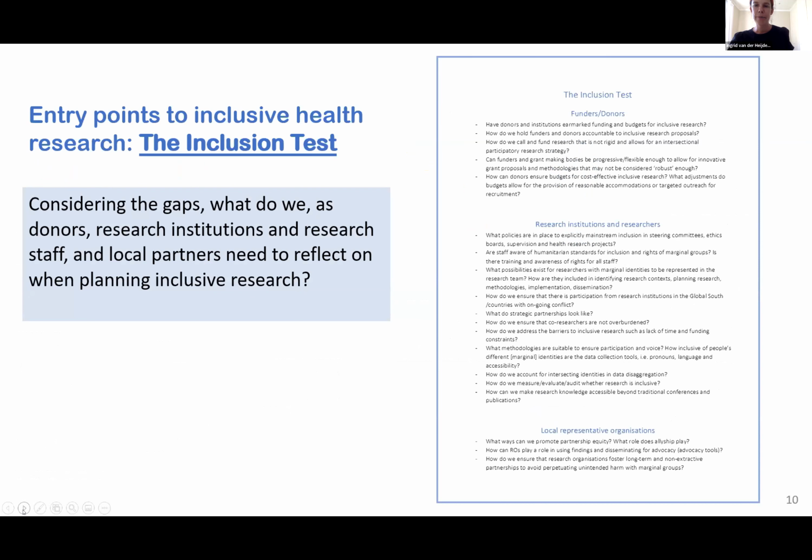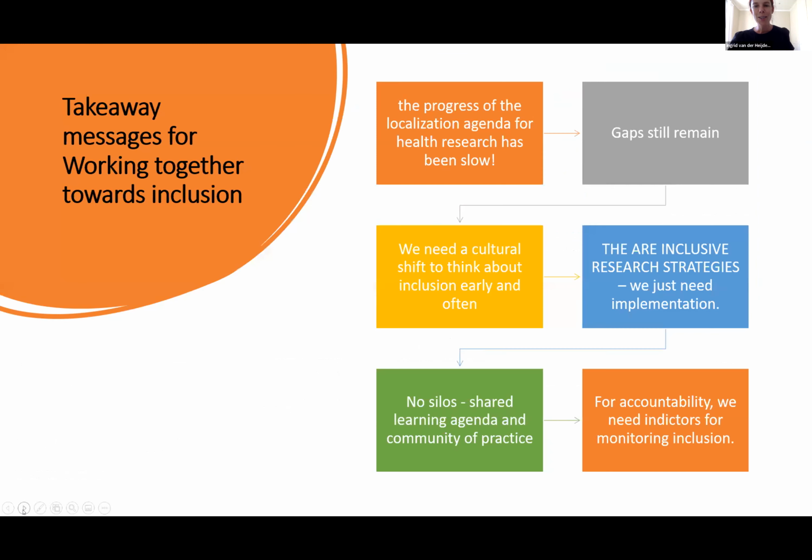We need a cultural shift to think about inclusion early and often. There are inclusion strategies, they just need implementation. We need to learn from each other and share our experiences and not work in silos. There's a chance for us to develop communities of practice and share learning and resources. This can help to fill the knowledge gap that the gap analysis that GWI did. We need to act on recommendations and integrate lessons learned from the field on what works for inclusion and what doesn't. We also need to hold donors and ourselves accountable. We need indicators for monitoring inclusion.